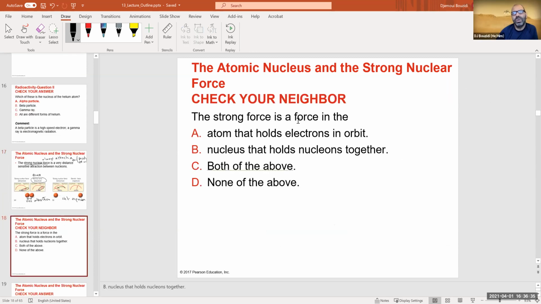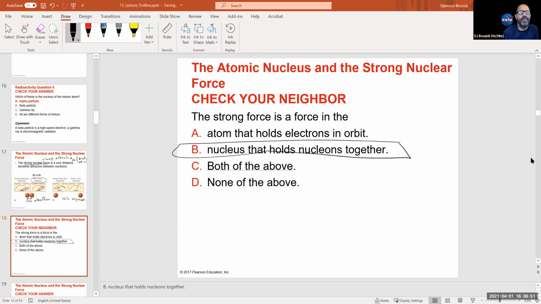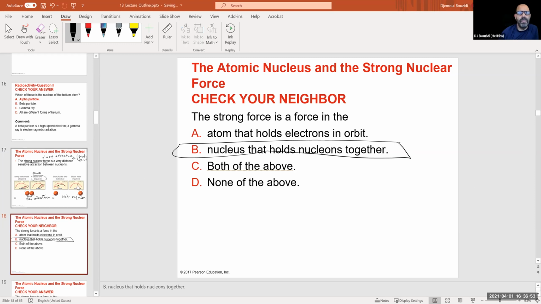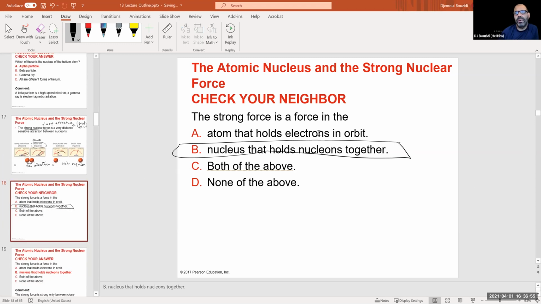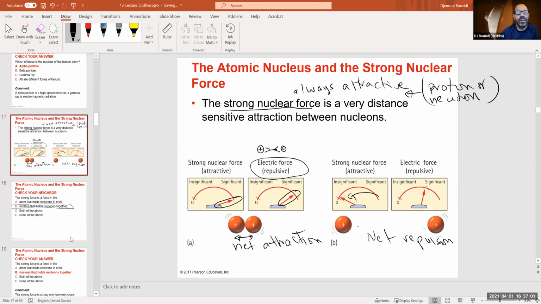So the strong force is a force in the atom that holds electrons in orbit. No. It's a force in the nucleus that holds nucleons together, absolutely. That's the only correct answer in here. Because what holds the electrons in orbit in the atom is actually the electrostatic force. So that's the other one. That's really what is responsible for the atoms.